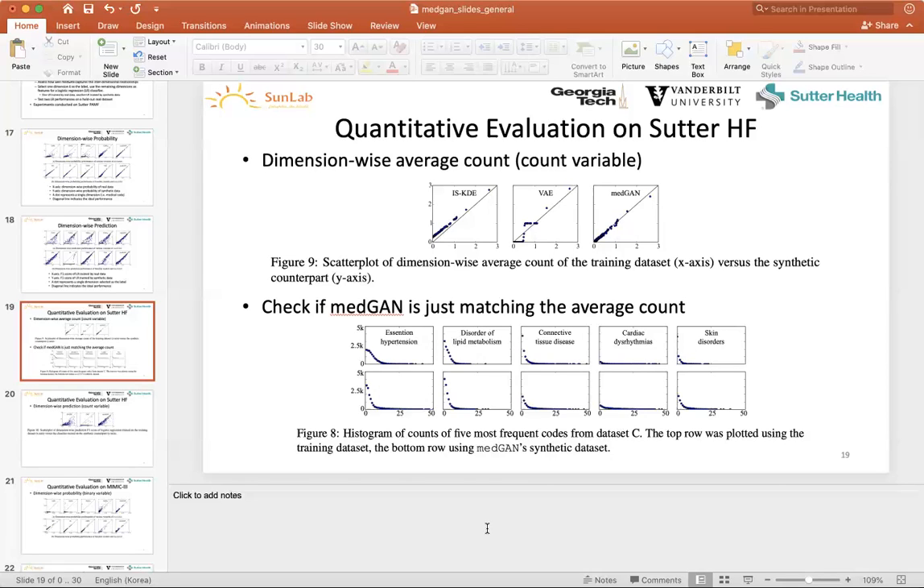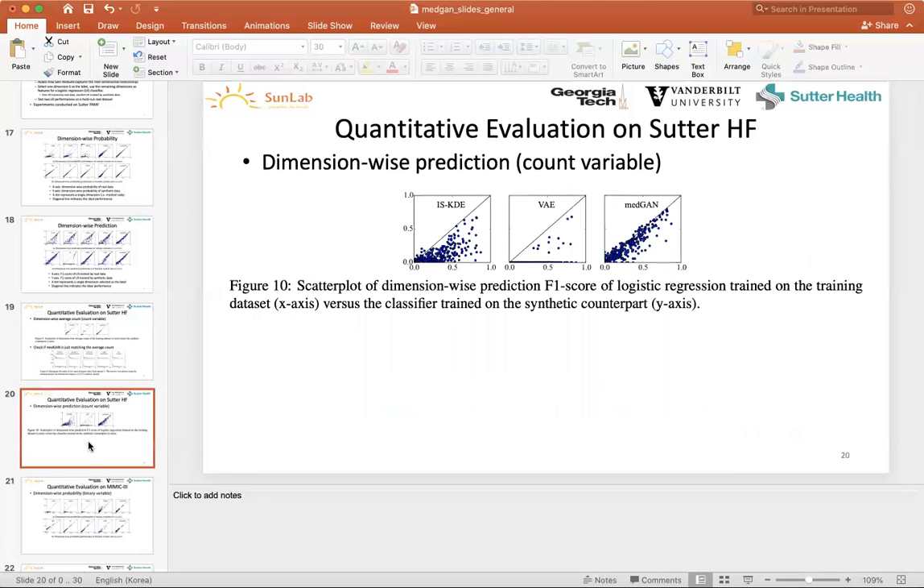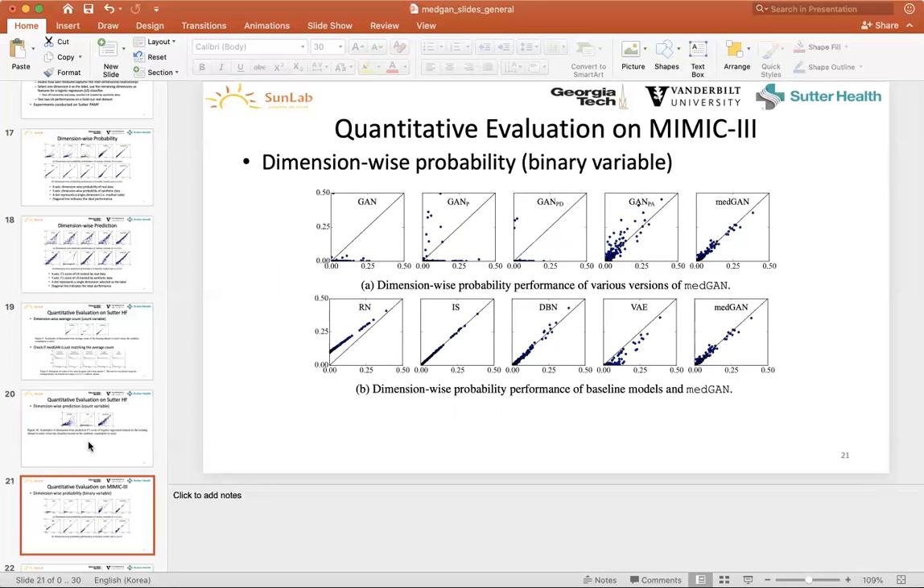So it's a very robust architecture. I'll just skip this one. And yeah, okay, so this was all the Sutter data set. It was either Sutter PAMF or Sutter heart failure.